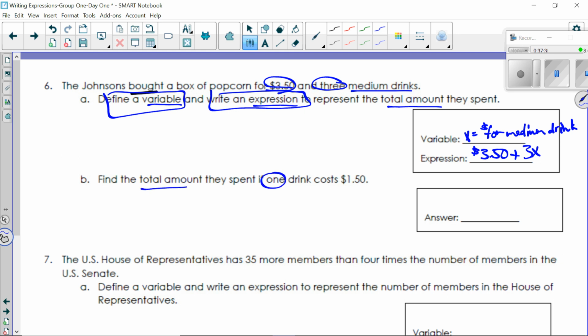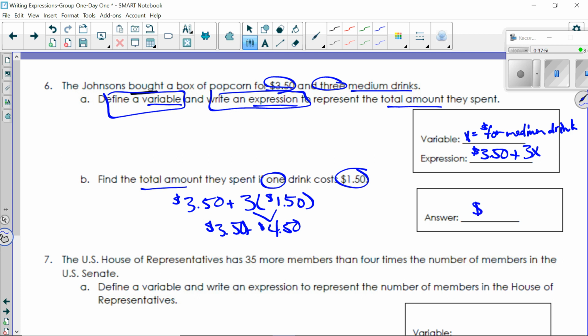Find the total amount they spent. One drink cost $1.50. So now they just gave me the answer for my variable. So now I can solve my expression. 3 times the $1.50. Order of operations says do multiplication before addition. So I'm doing 3.50 plus 4.50, which gives me a grand total of $8.